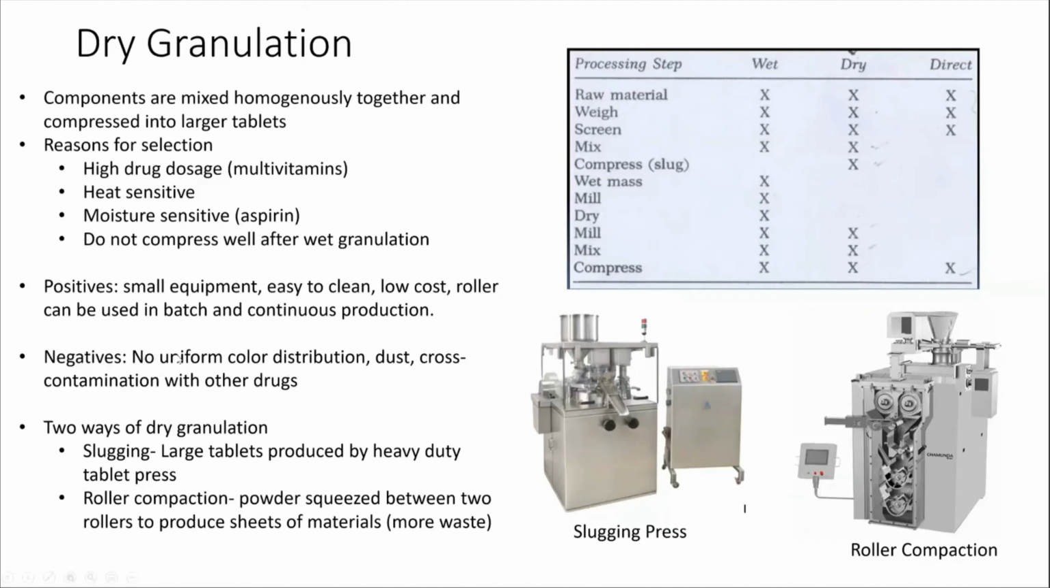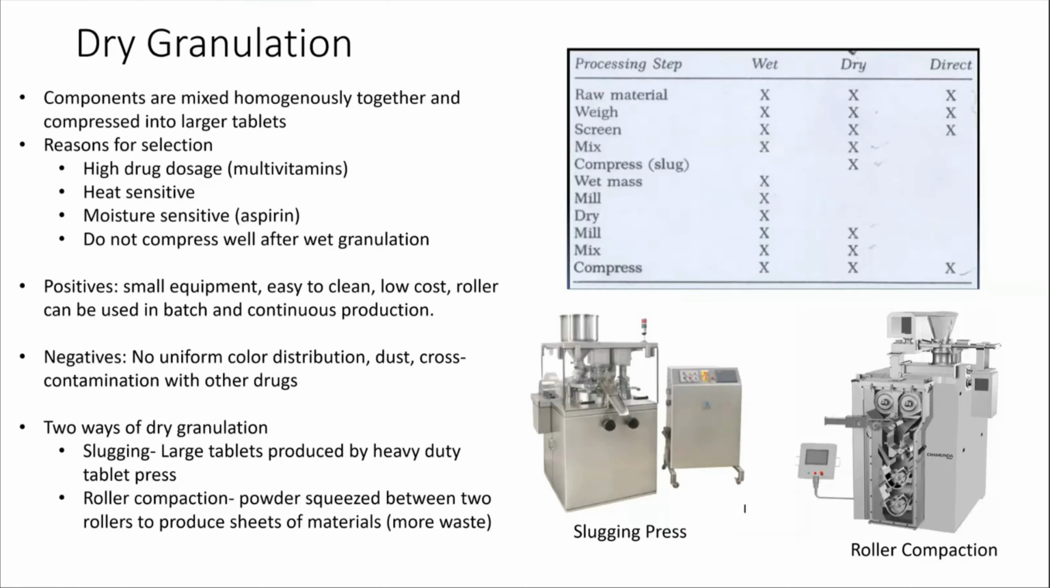The negatives, so no uniform color distribution. It's a small negative, but ideally you want to have your drug to have uniform color. The reason why is to make the patient feel better. Because if a patient has a drug where one half of this is white and the other half isn't, and you look at another pill, this one looks a little different. Am I taking the right drug?